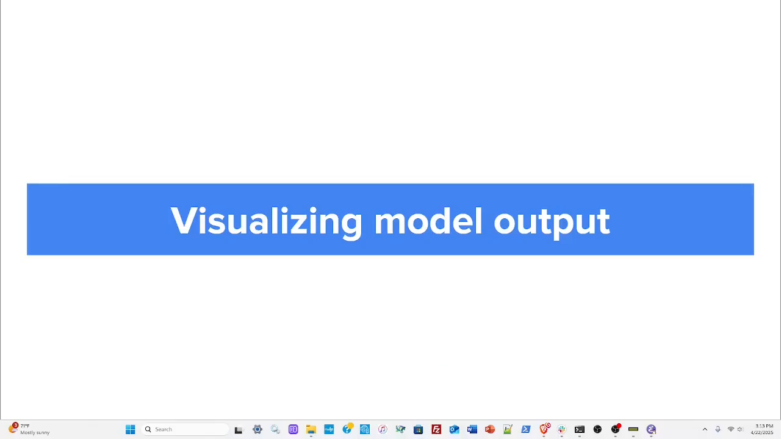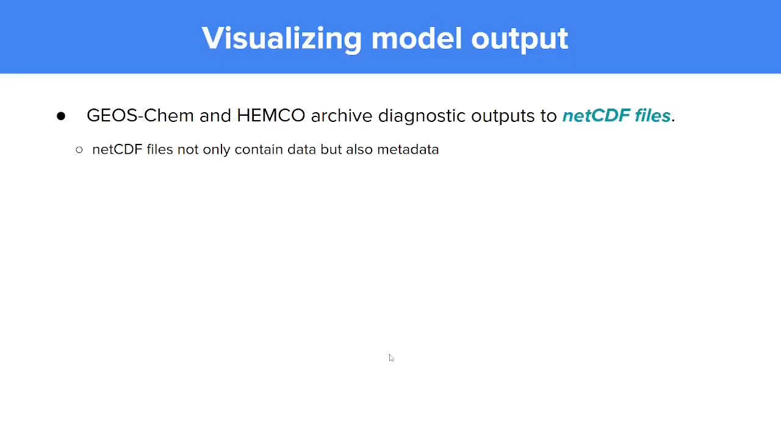Okay, now I'd like to spend a few moments discussing how you can visualize the diagnostic outputs generated by GEOS-Chem and HEMCO. GEOS-Chem and HEMCO archive diagnostic outputs to netcdf files. These files contain not only the data, the diagnostic outputs from GEOS-Chem or HEMCO standalone, but also the metadata. Metadata is data that describes data, which is why it's called meta, or one higher than data.